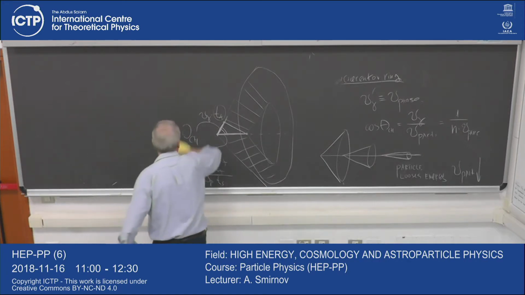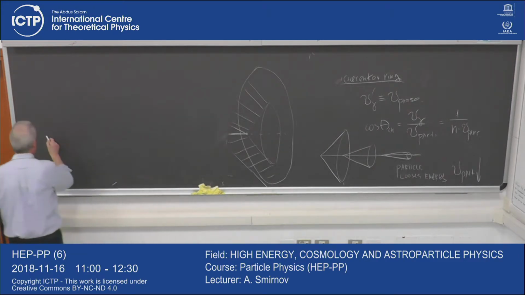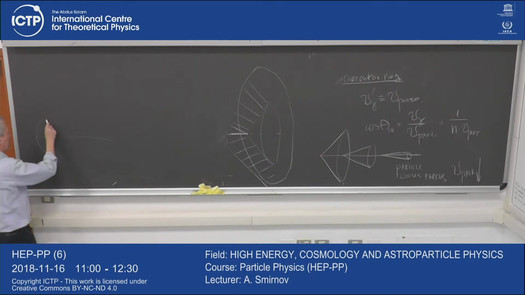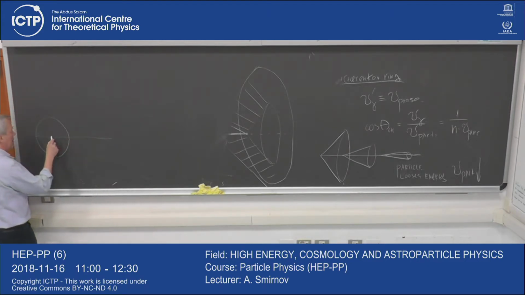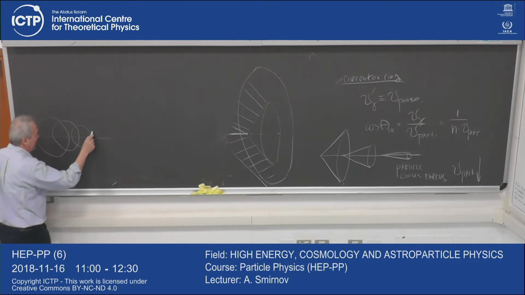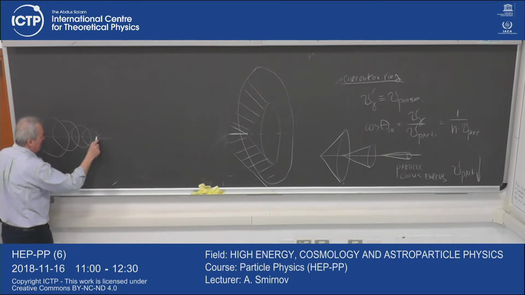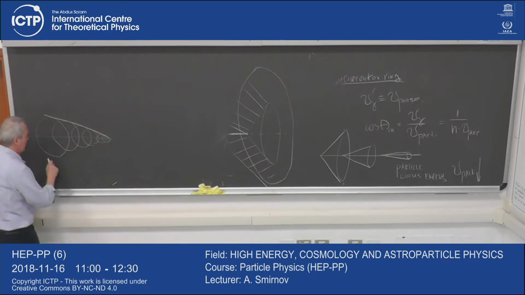So let me reproduce the picture with these emitted spheres. If you have a velocity of light which is smaller than the velocity of the particle, then you will have the spheres in such a form. And they form the fronts which I have discussed.